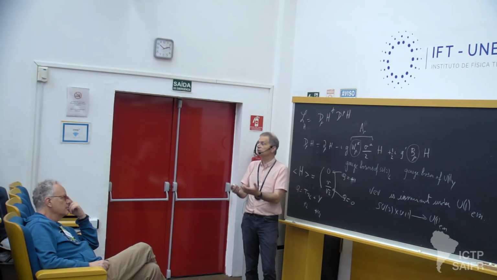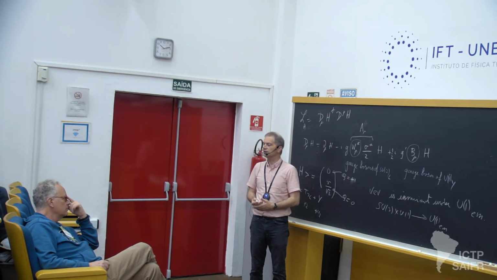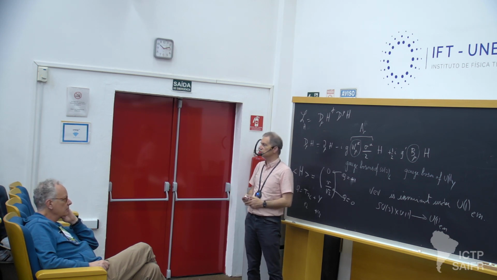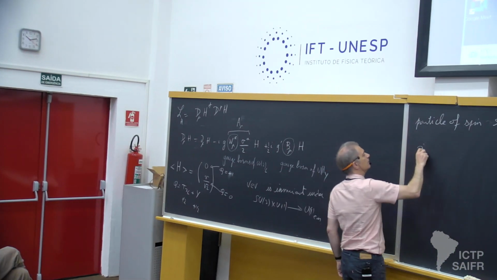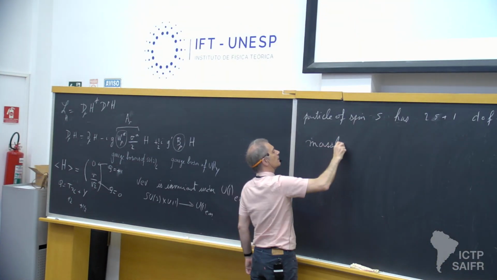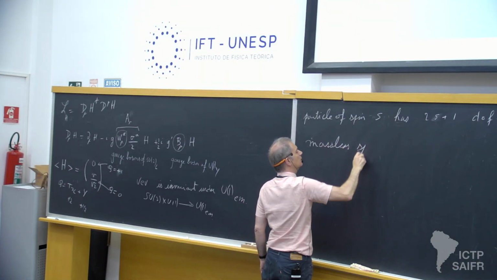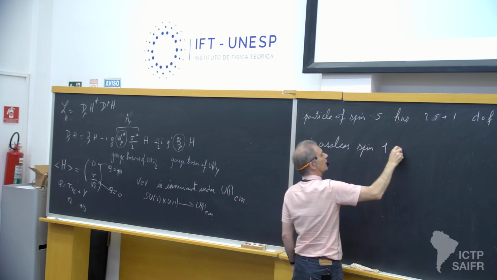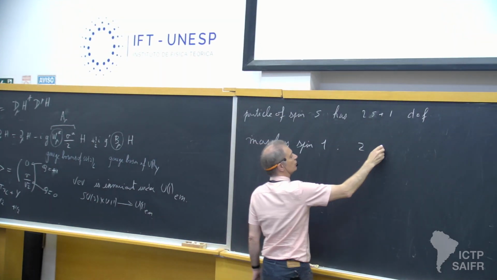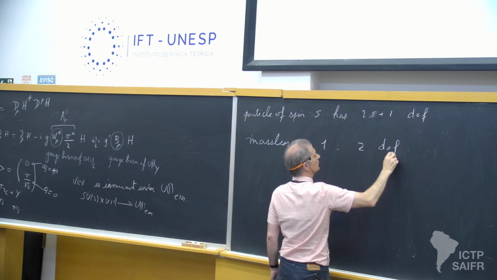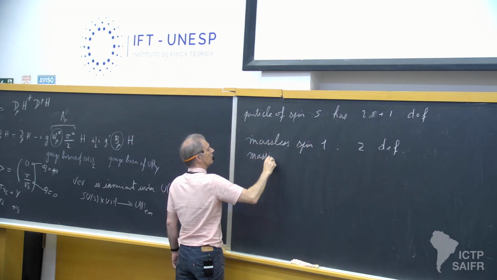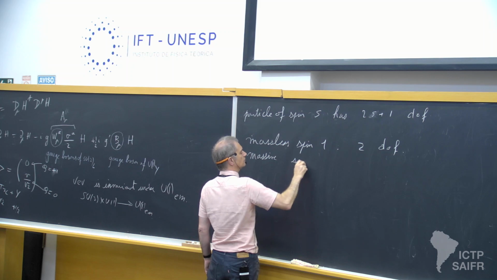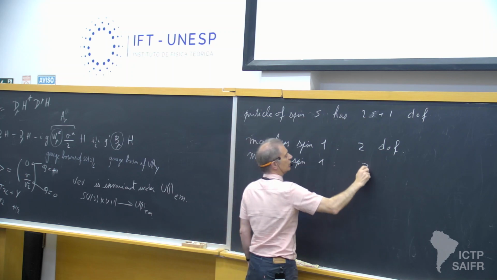So that's why the photon, which is a massless object, does not have 3 degrees of polarization, but only 2. So a massless spin 1 has 2 degrees of freedom, while a massive spin 1 actually has 3 degrees of freedom. Right?